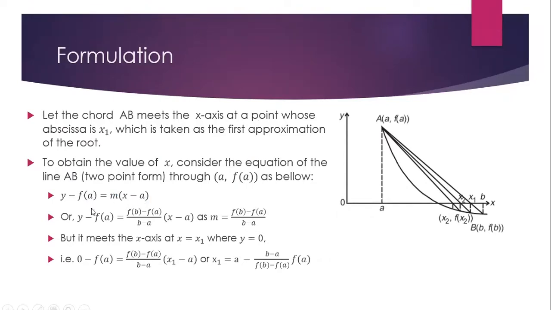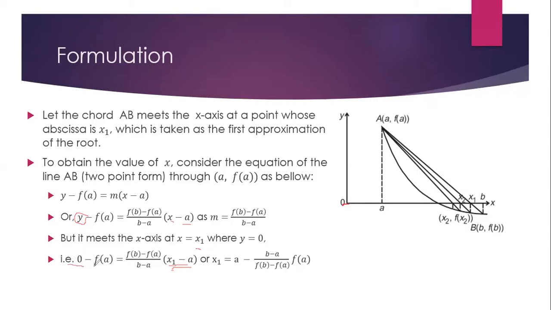This is the equation. Now, how do you find the slope m? It is f(b) minus f(a) by b minus a. So y minus f(a) is equal to f(b) minus f(a) by b minus a into x minus a. Now it meets the x-axis at x equal to x1. So at x equal to x1, y will be 0, because at the x-axis y is equal to 0.